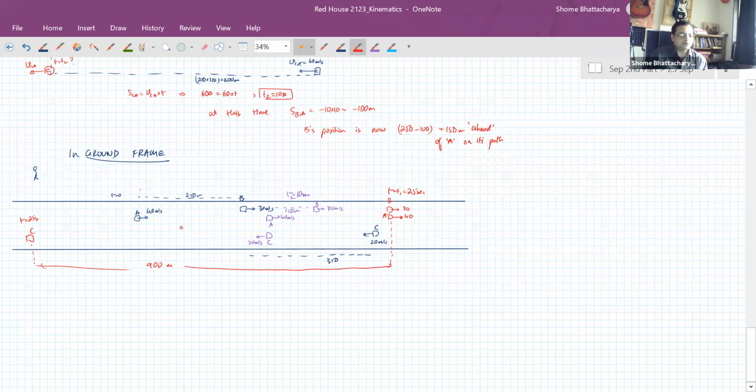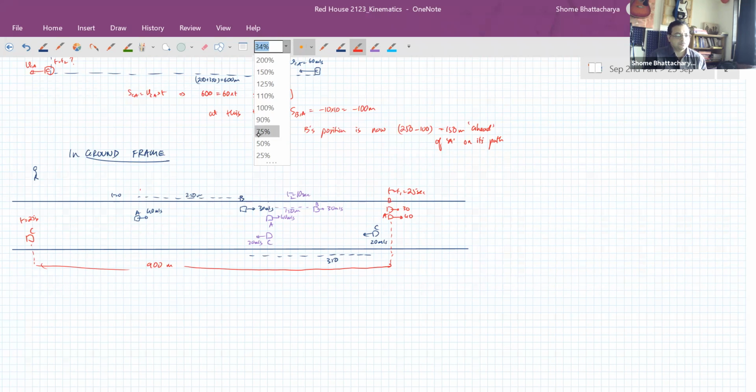Similarly, when we want to find out when A and C are crossing each other, either look at C in A's frame or look at A in C's frame. So basically, you're looking at two moving objects. So to understand the motion of one with respect to the other, get into the frame of one of those two. Understood the concept?